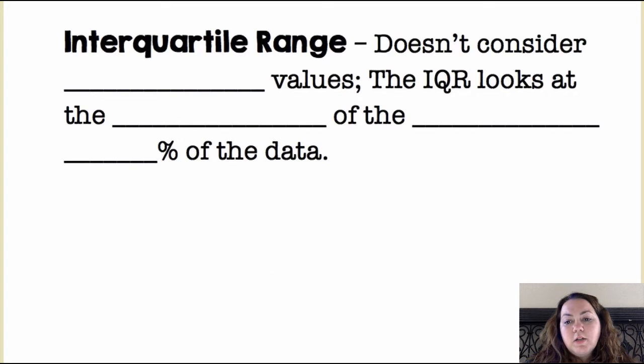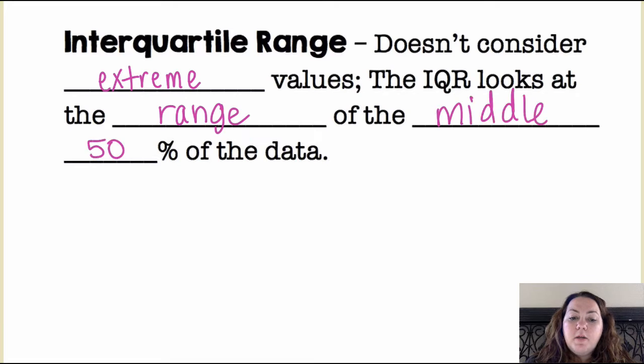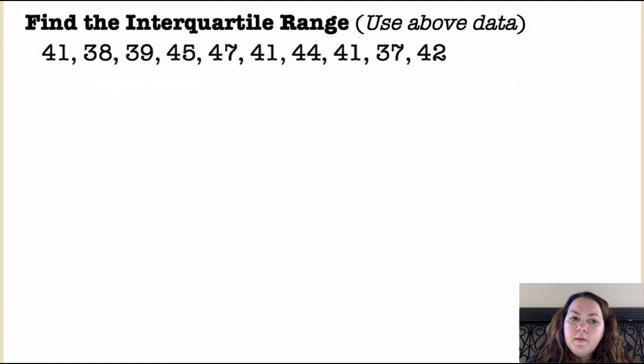The interquartile range doesn't consider extreme values or your outliers. The IQR looks at the range of the middle 50% of the data. So the IQR is really great if you know you have outliers that are skewing things. This just looks at the middle 50%.